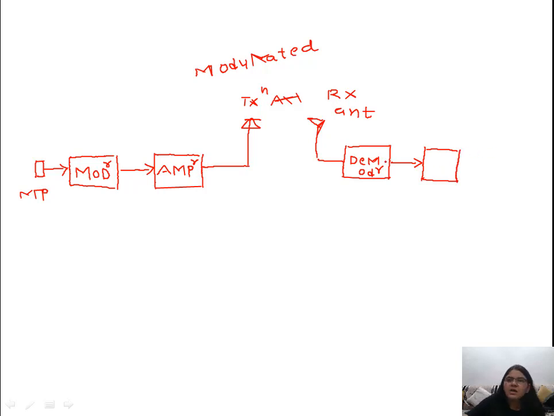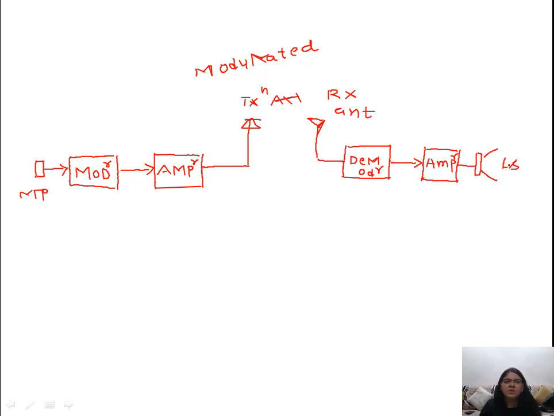But that signal passes through a number of media, so it can be affected by noise. So at the receiving end, I again need an amplifier. This amplifier will amplify my signal, and I can listen to it using the loudspeaker at the other end. So this is the requirement of modulation in communication.